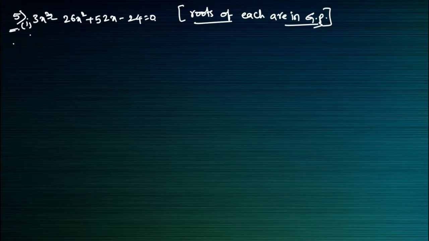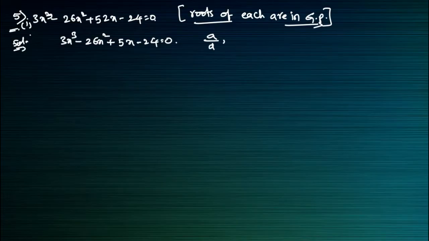Here I will take the first one. The given question is 3x cube minus 26x square plus 52x minus 24 is equal to 0. Here he is saying that the roots are in GP. So GP means a by d, a, ad. These are the three roots of this equation, in geometric progression.